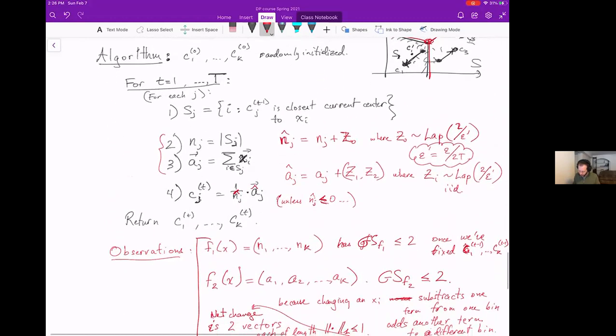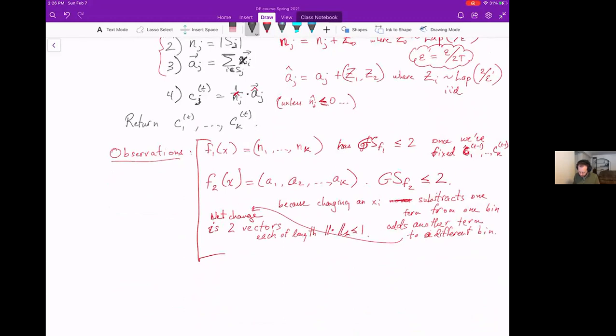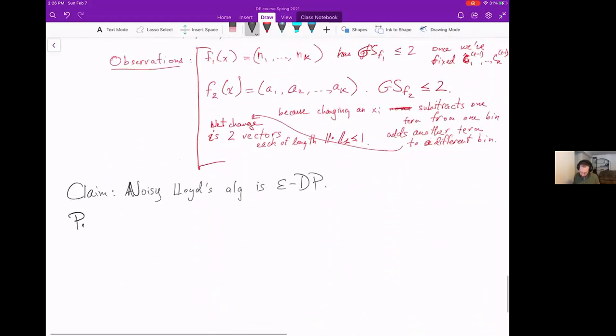All right, so here is our algorithm, and now we're ready to prove the main thing we want, which is that this noisy Lloyd's algorithm is epsilon differentially private. To prove this, we're going to imagine that we're releasing not just the final clusters, but all the intermediate cluster centers.